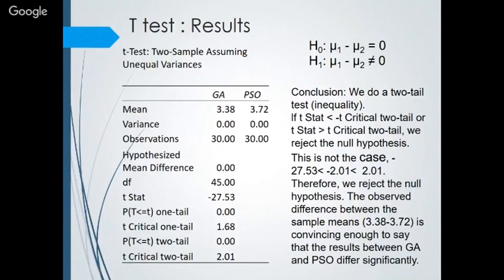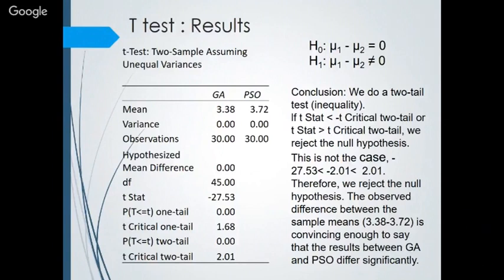Okay. If the t test statistic is less than the critical value of two-tailed, or greater than the critical value of two-tailed, we reject the null hypothesis. Okay, this is the condition. In this case, the t value we got is minus 27. From the results, we can see that the calculated t value is minus 27.53.